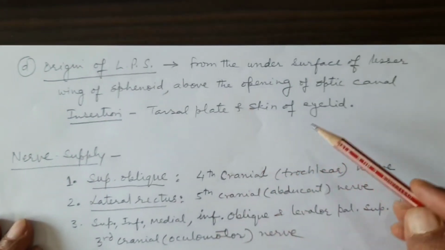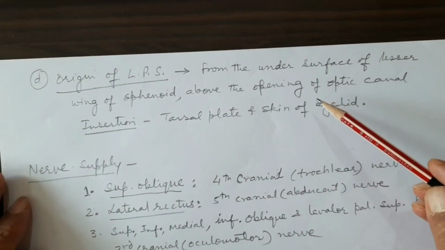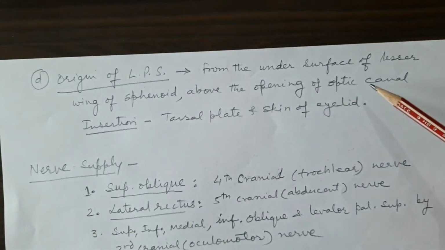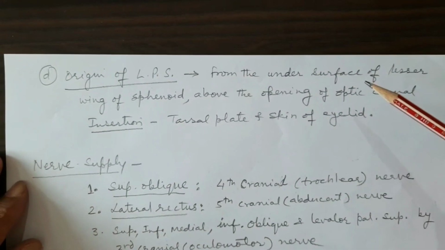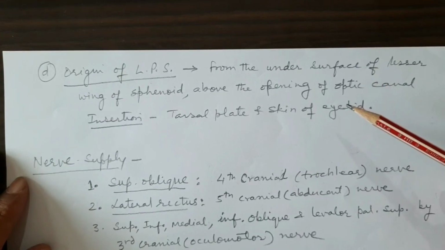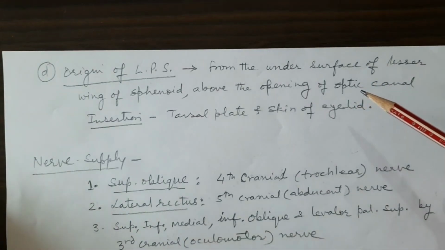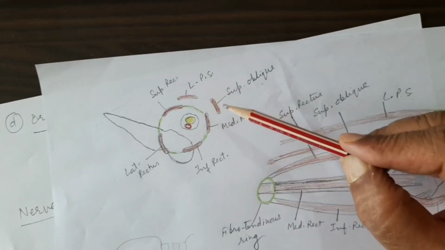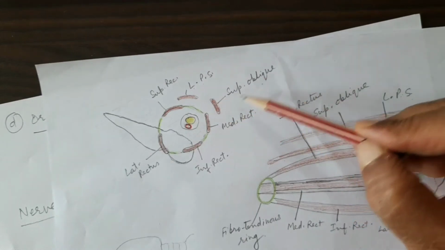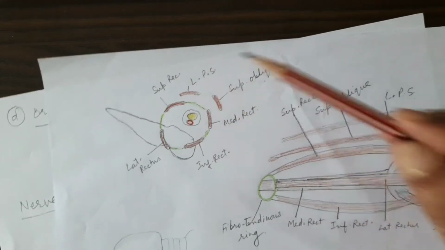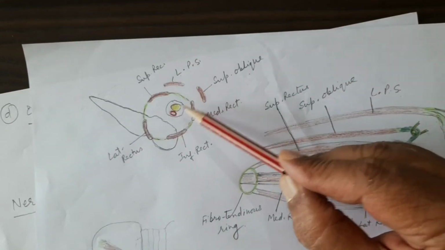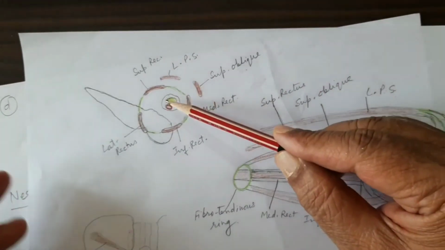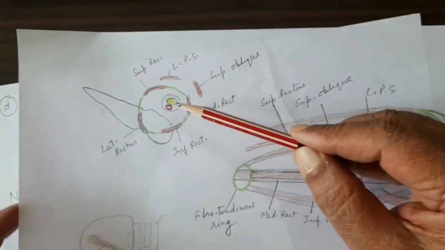Let us come to another muscle which is called the levator palpebrae superioris muscle. Now this will take origin from the undersurface of the lesser wing of the sphenoid, just above the apex, where this fibrotendinous ring is attached. See this here. This is the site of the attachment of the levator palpebrae superioris. This was the attachment of the superior oblique from the body of the sphenoid, and this is just directly superior to the optic canal.